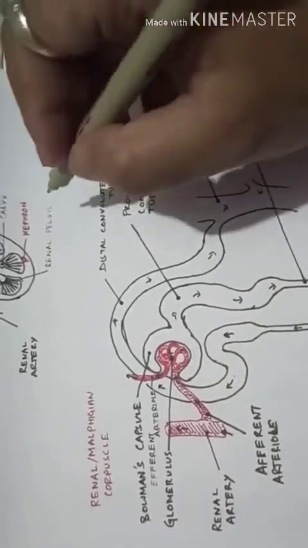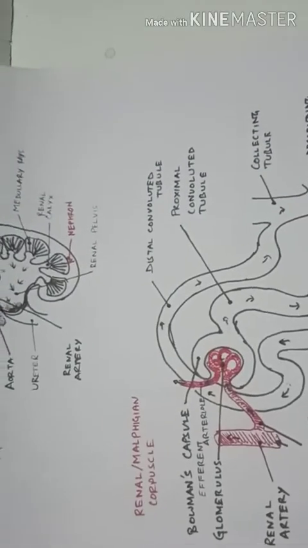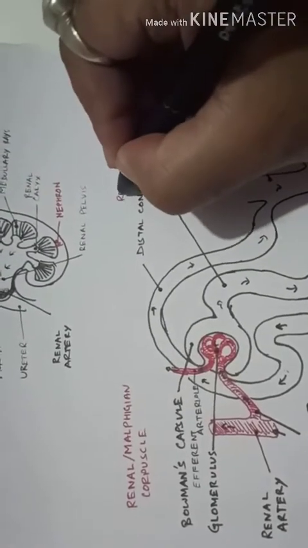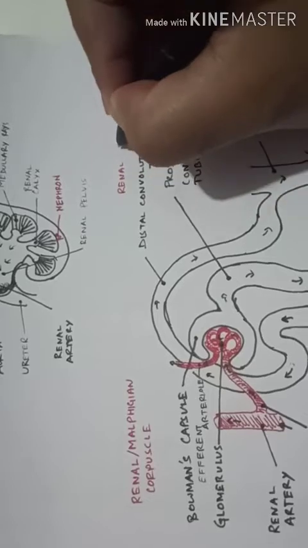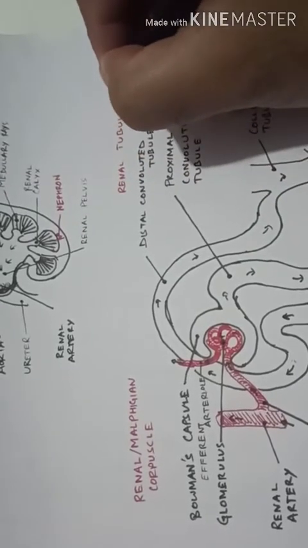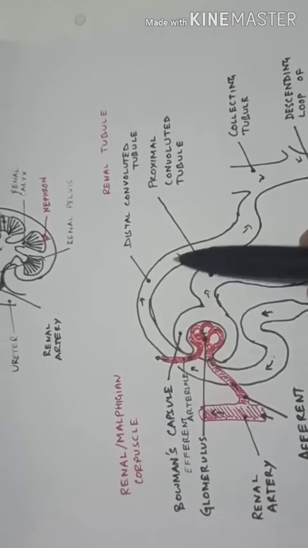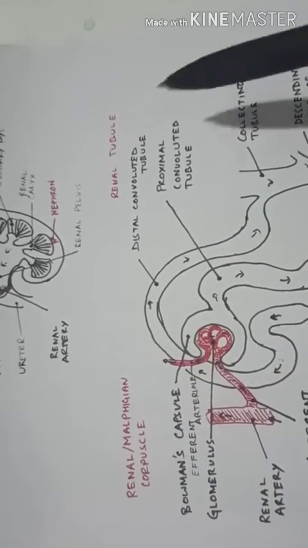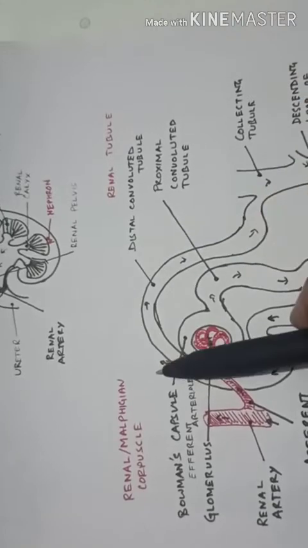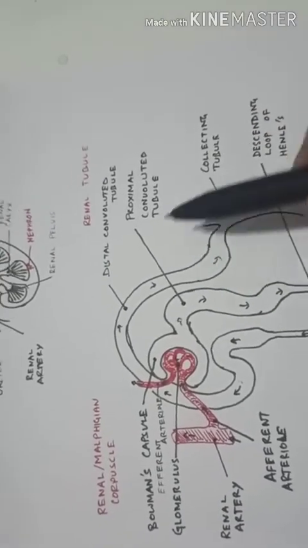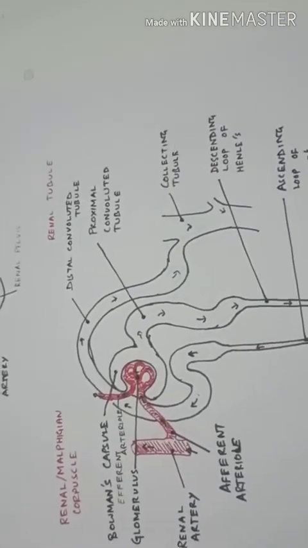This portion is what is known as the renal tubule. So we have two sections: the Malpighian corpuscle or the renal corpuscle, which is this entire section, and the renal tubule, which is all the pipes that are present. So these two sections make up the entire structure of the nephron.